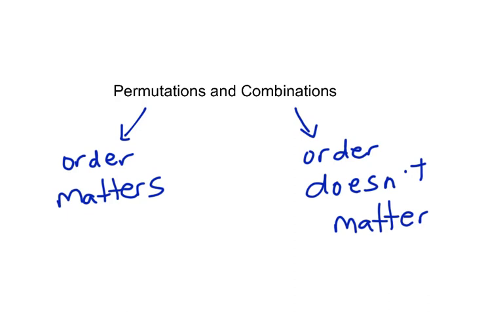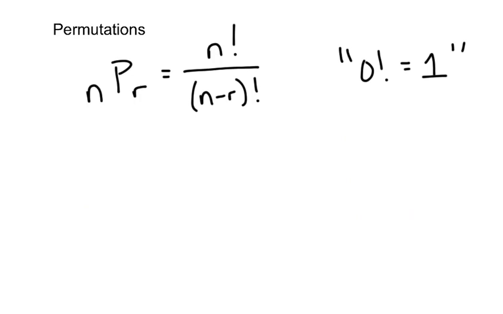The main thing is practice and experience is what's going to help you decide when to use which one of these operations. First, we're just going to look at the mechanics of the formulas that are involved with these things, and we're going to start with permutations. Our formula is that nPr equals n factorial over (n minus r) factorial. And one thing to keep in mind: if you come across 0 factorial, we're going to treat that as a 1.